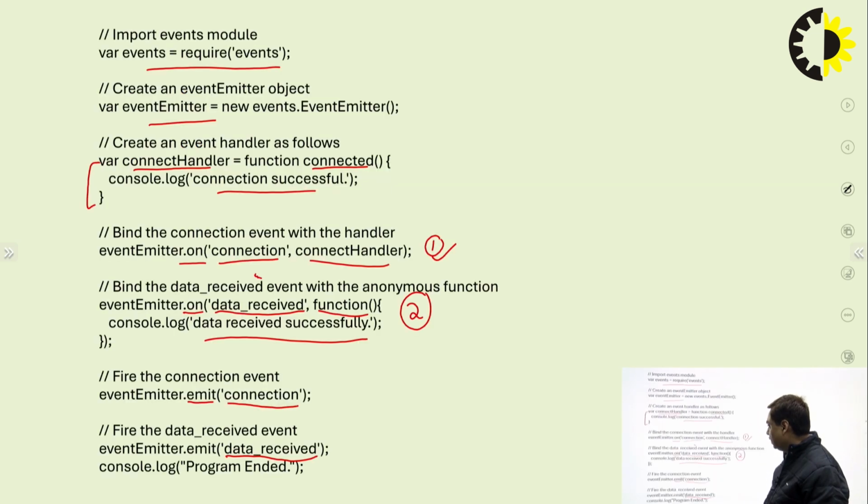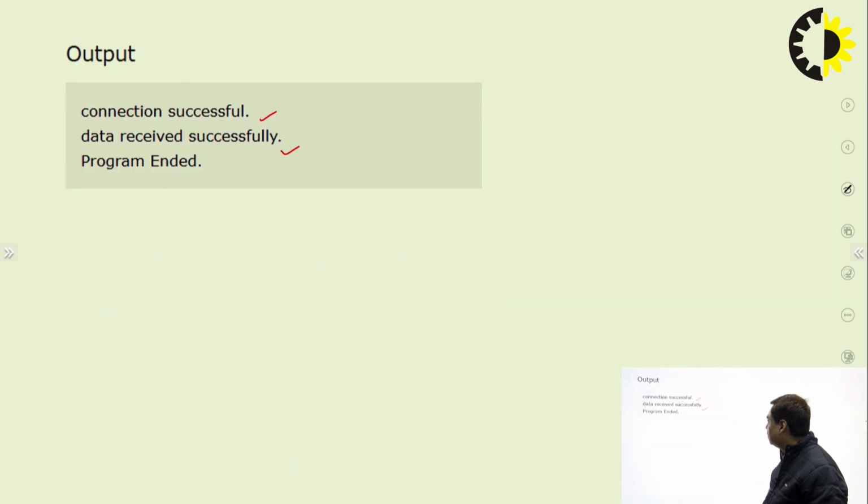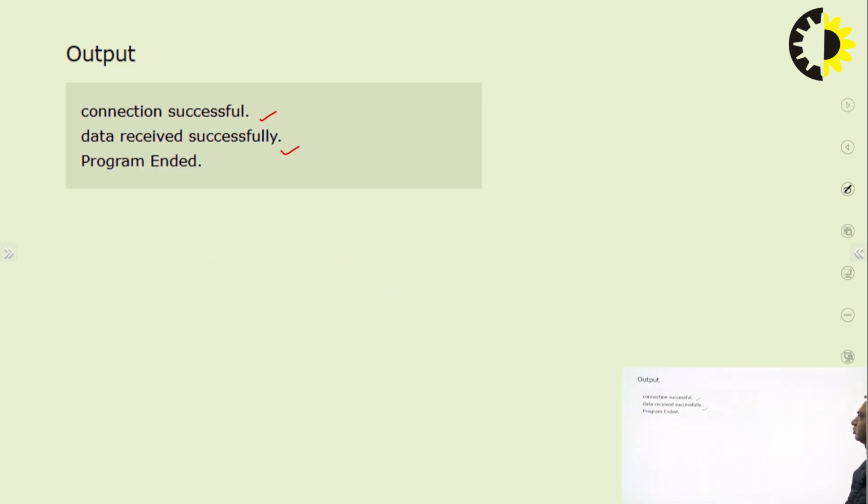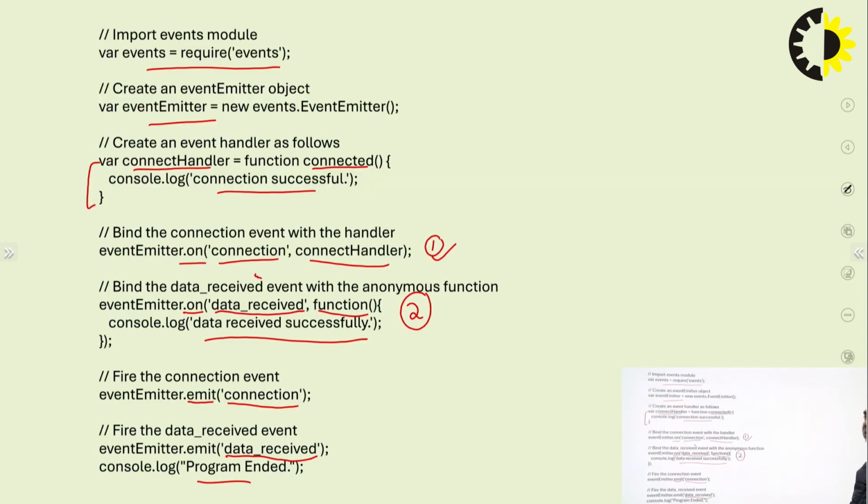And at the end, we are displaying program ended. So it is displaying the message program ended. So this is the program. Just see the program and this is the output. So this is an example of event handling in Node.js.